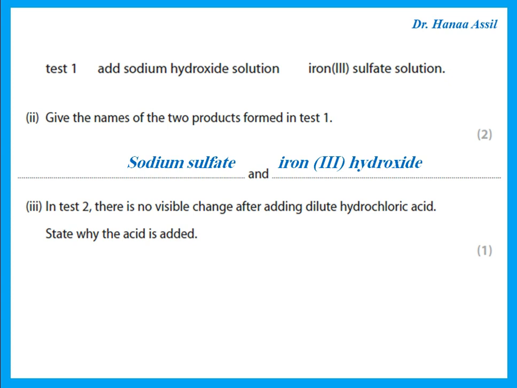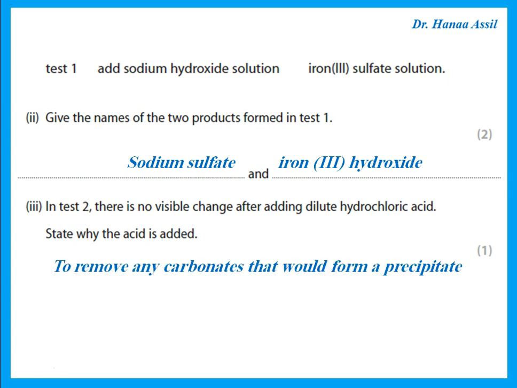In test 2, there is no visible change after adding dilute hydrochloric acid. Remember, test 2 was where he added dilute hydrochloric acid, then barium chloride. So why are we adding the acid first? We said when we're testing with barium chloride, we have to add acid first to remove any carbonates, because the presence of any carbonates would form a precipitate, even if we don't have what we're testing for.